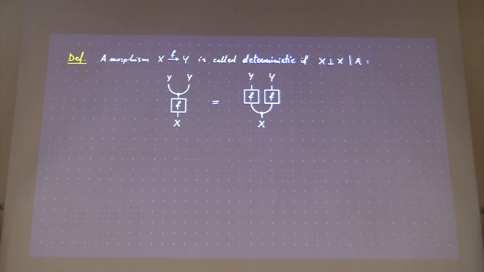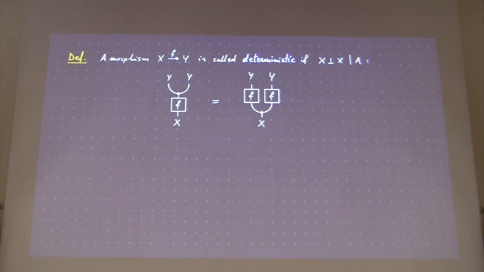Similarly, we say that a morphism is deterministic if it is conditionally independent from itself, which looks a bit, again, cryptic, but what I mean is that we can cut this way. And this is an interpretation that a deterministic thing is something that will give you the same result if you do it twice.